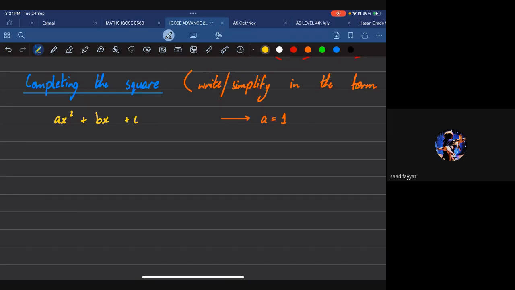Now, can anyone tell me, if a is not equal to 1, let's just say that it is 2x squared plus 4x plus 6, what should I do now? So take 2 as common. Take 2 as common, plus 3. This is easy. Now this was an easy one, right? Simple factorization. What if I give you this?